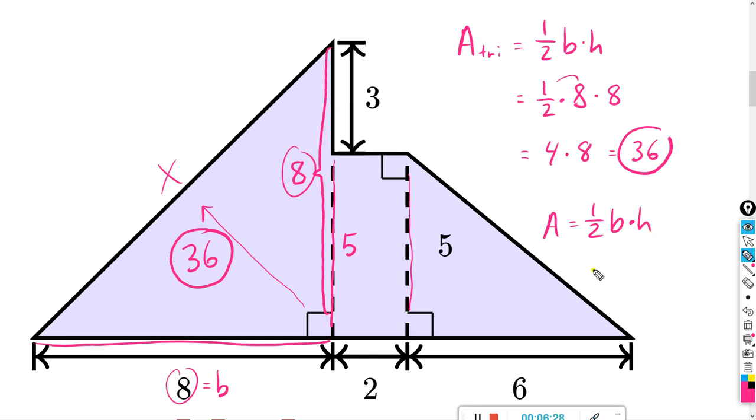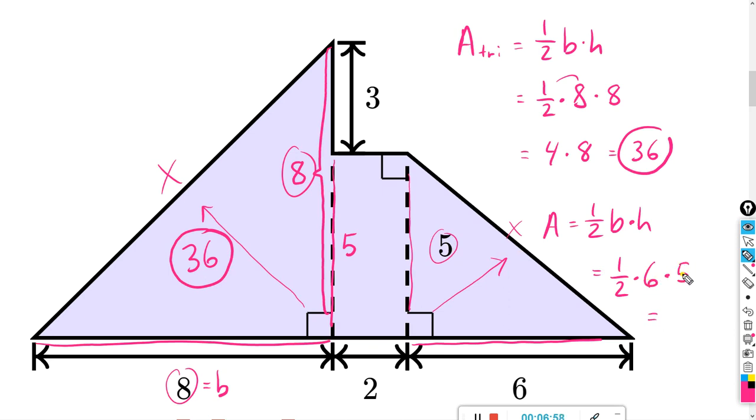One-half base times height. All right, keep the 1/2. And we said the base and the height for a right triangle are the sides that are not the hypotenuse. All right, so if you go across from your right angle, that's your hypotenuse. We're not using that side. So the base B is going to be 6, and the height H is going to be 5.